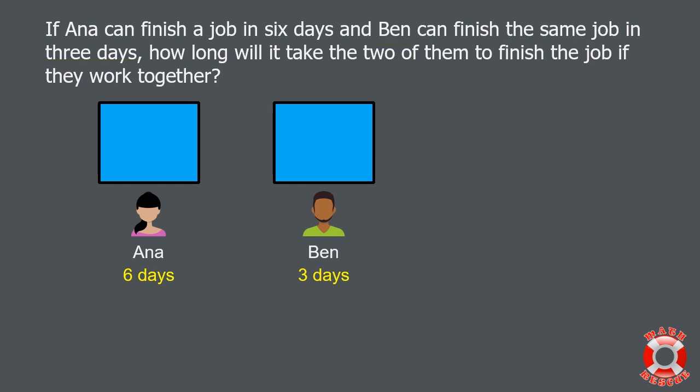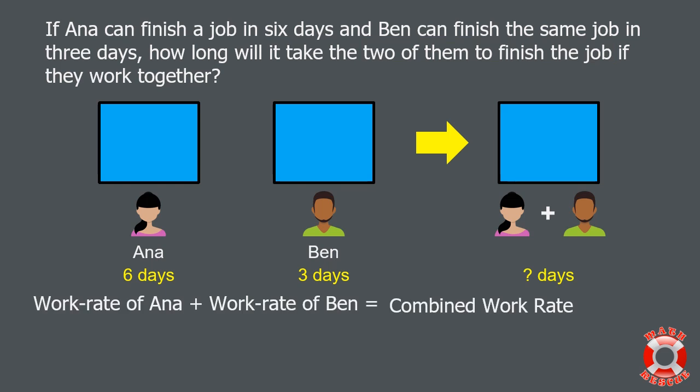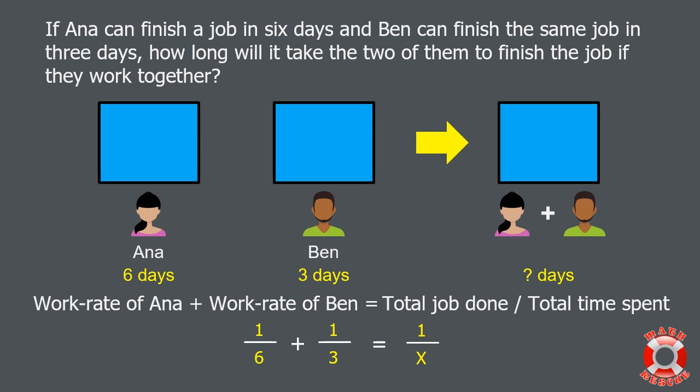Referring to the previous example, if we can find the combined work rate of Anna and Ben, then we can solve for the time it takes for them to finish the job together. The combined work rate is the same as the amount of job done over the time it takes to finish the job. The equation of work rates can be represented as shown.